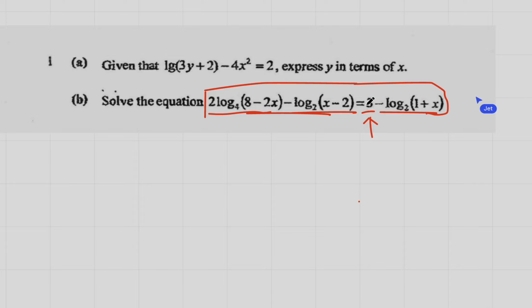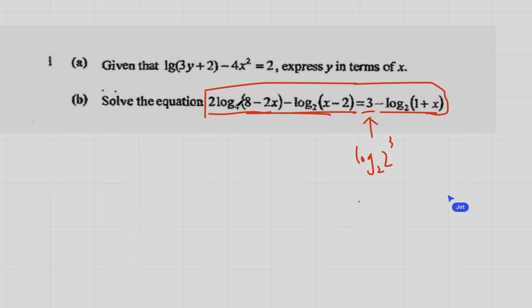Here, except the 3 is a whole number, the rest is in logarithm. But anyway, if you look at this, the 3 you can also get into logarithm format. So 3 is equal to log what? Log 2 and 2 to the power of 3, right? Yes. So by doing this, you get the 3 into log 2 to the power of 3.